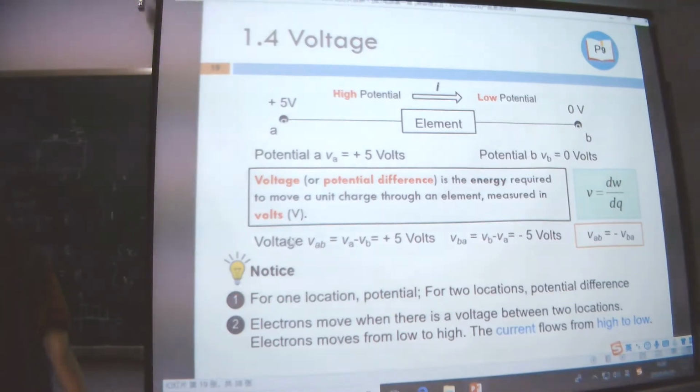Okay, since it's a potential difference, here we have VAB. What does this mean? VAB means VA minus VB, the difference of potential from A to B. So if we switch the positions of A and B, we'll get minus 5. Everybody knows this, right?